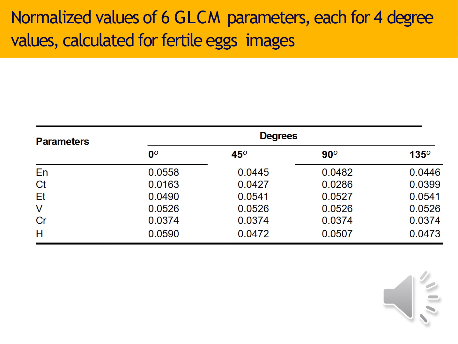This is the sample of the normalized values of the 6 GLCM parameters, each for 4 degree values, calculated for the fertility image. So the result has 6 parameters and 4 degrees. The values of the result range from 0 to 1. So we can see the table here.